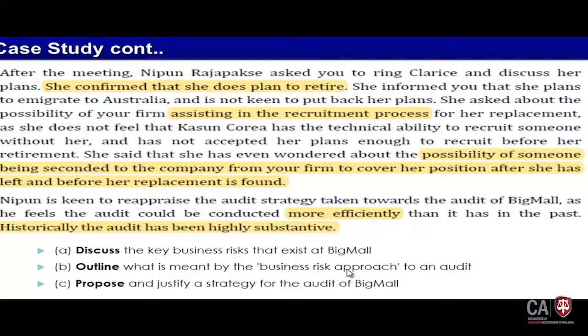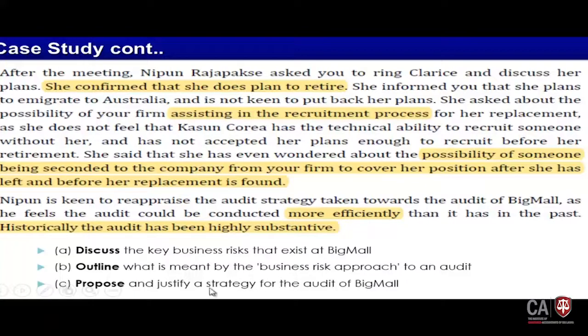So now one of the questions I want to ask: how do you know what the business risks are? What is the auditor's approach to understand business risk? That we will discuss. The last, what is your strategy for the audit?